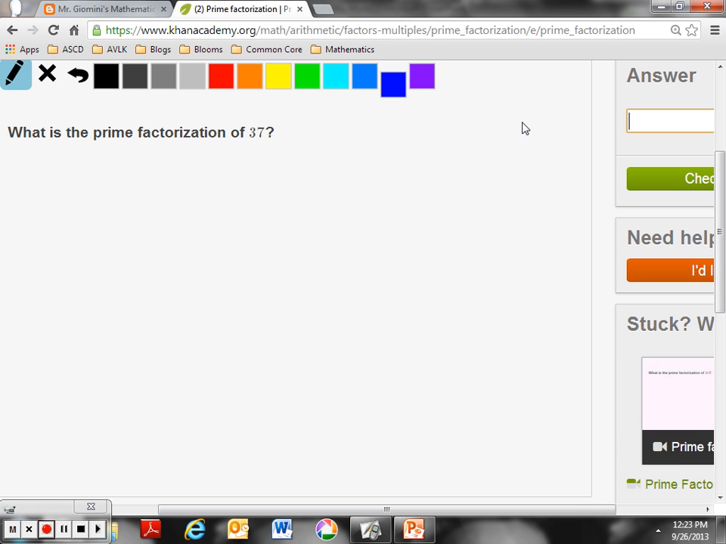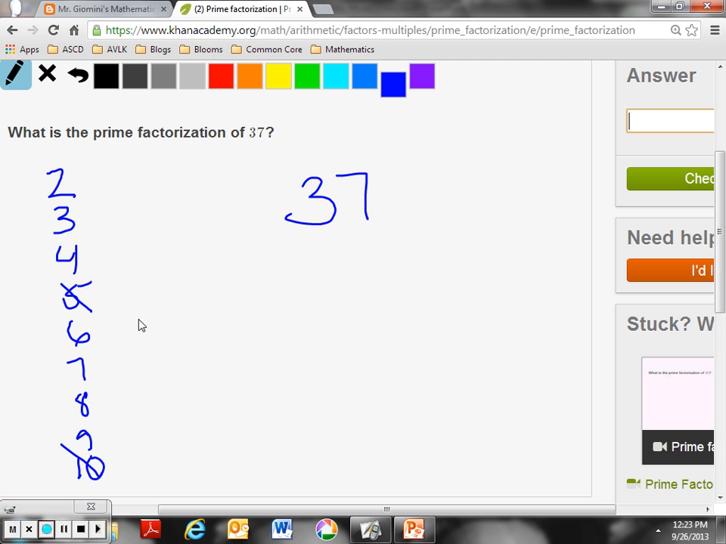Take a look. All right, now we have 37. Okay, let's list my numbers here: 2, 3, 4, 5, 6, 7, 8, 9, and 10. We know 10 and 5 won't work because it doesn't end in a 5 or 0. It ends in an odd number, so 2 won't work, 4 won't work, 6 won't work. If I check 7, what times 7 gives me close to 37? 7 times 5 is 35, so 7 is not going into 37 easily, so it's not a factor. The rule for 3 and 9 is to add the digits together. 3 plus 7 is 10. 10 is not a multiple of 3, nor is it a multiple of 9.